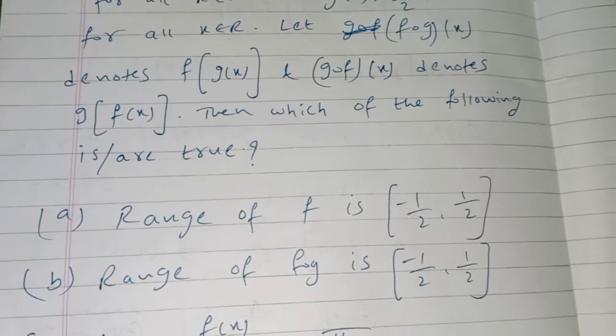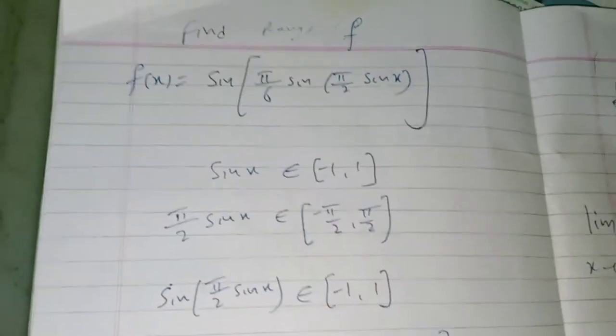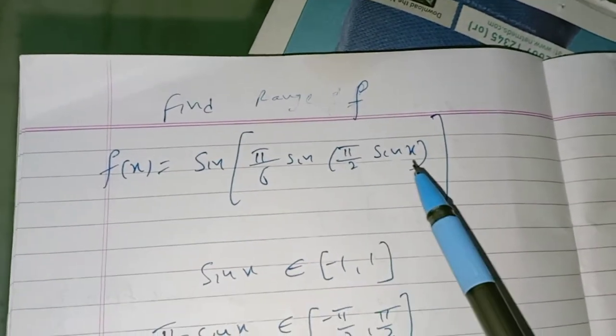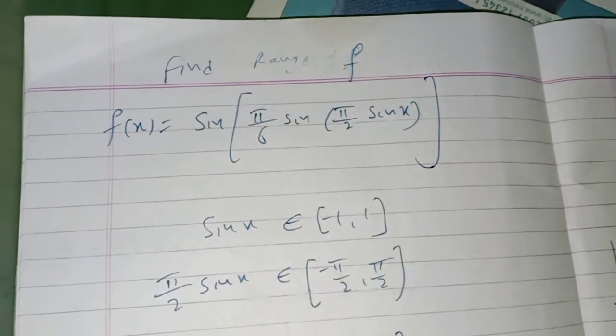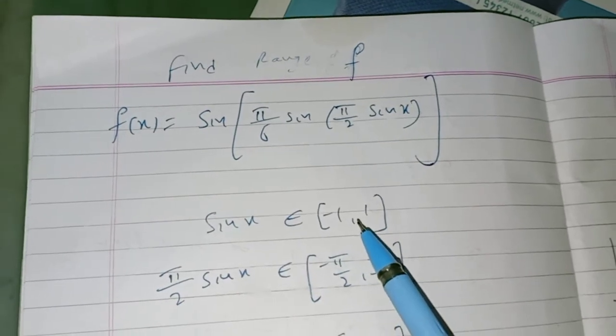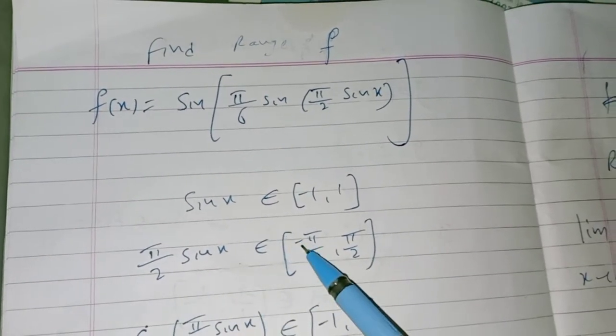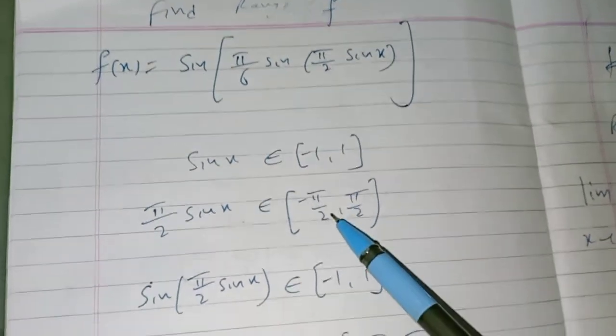See the first option, range of f is minus 1 by 2 comma 1 by 2. So given f of x is sine of pi by 6 sine pi by 2 sine x. We know that the range of sine x is minus 1 comma 1. Pi by 2 sine x is nothing but minus pi by 2 comma pi by 2.